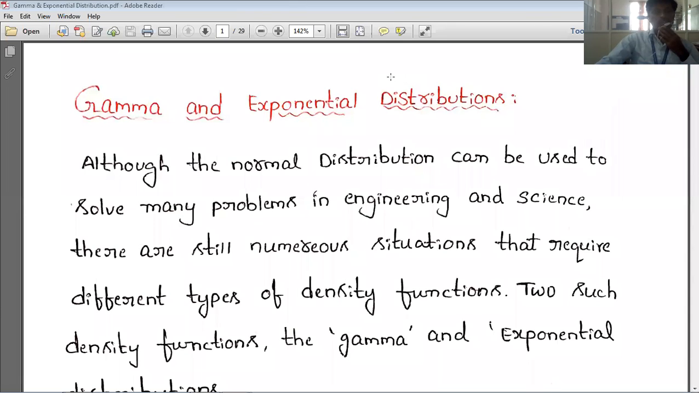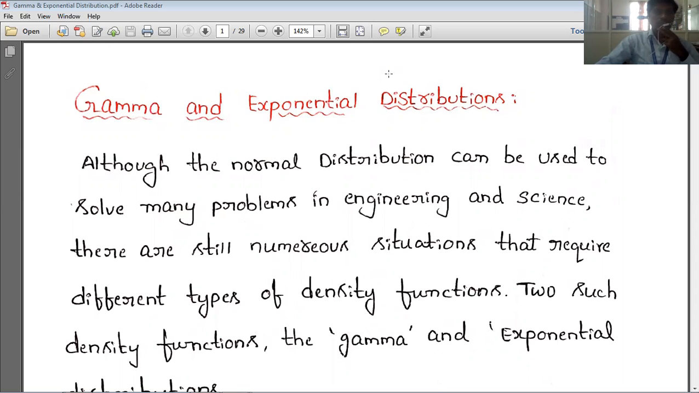Today we are going to discuss gamma and exponential distributions. We already completed normal distributions in the first part of unit 3. There we learned the importance of normal distributions, their applications, how to draw probability density curves, and by using normal curves, how to write those values.